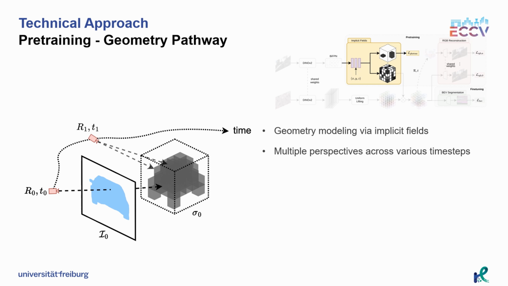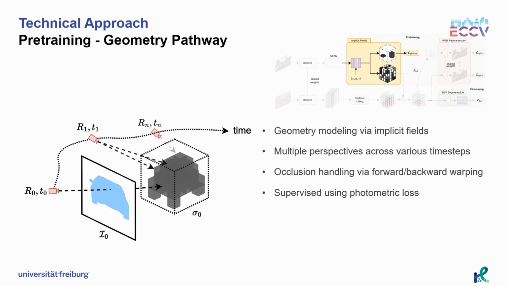We supervise the implicit field using spatiotemporal images obtained from cameras on board the autonomous vehicle. We reason about scene occlusions and disocclusions by following the idea of image-conditioned NeRFs and using forward-backward image warping. Finally, we supervise the geometric pathway using the photometric laws between the real and warped images.